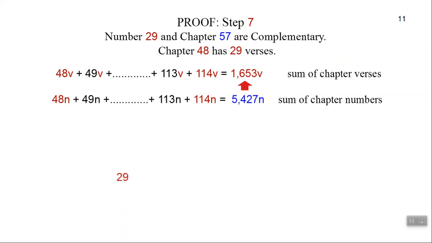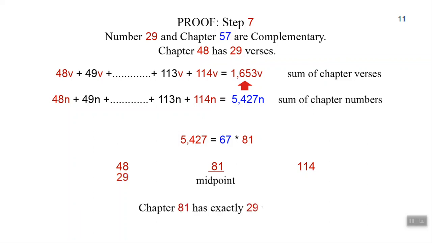And the sum of the chapter numbers from chapter 48 to chapter 114 is equal to 5427, which is equal to 67 times 81, two significant numbers, where 67 is the number of chapters from 48 to 114, and 81 is the midpoint of the 67 chapters. And here chapter 81 also has exactly 29 verses.